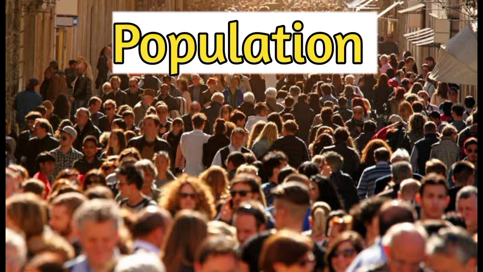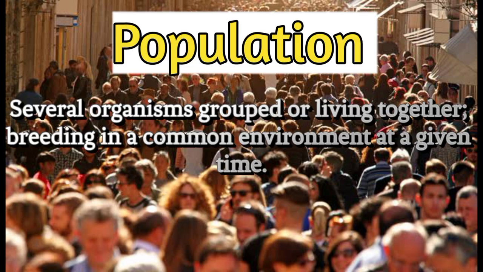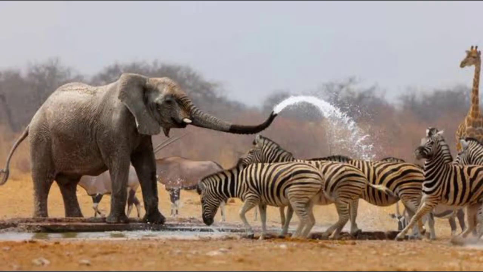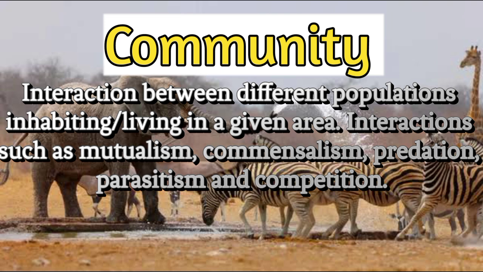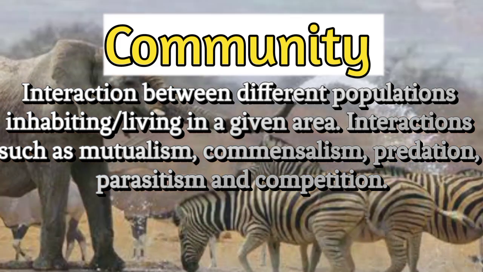Next in line is population. In a population, several organisms or a group are living together, breathing in a common environment at a given time. After population is community. It is the interaction between different populations inhabiting or living in a given area. Interactions such as mutualism, commensalism, predation, parasitism, and competition.